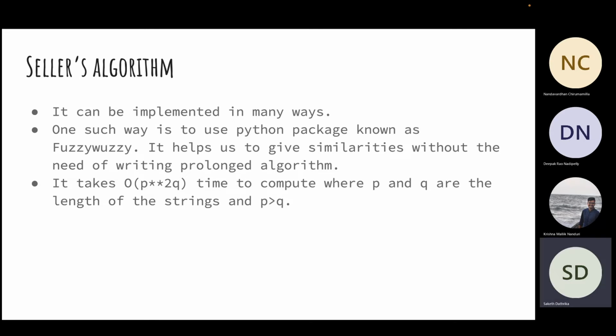So if the first string has length p and the second string has length q, and if p is greater than q, it takes approximately big O of p squared q time to compute the algorithm.